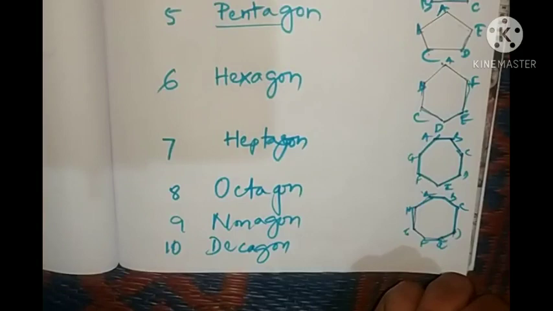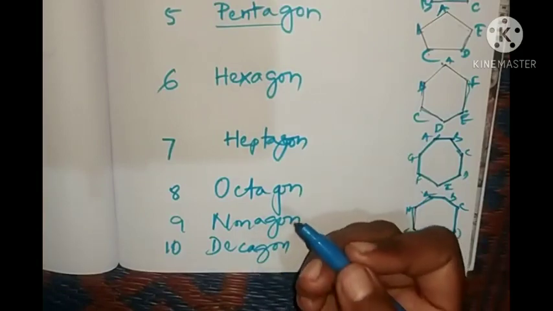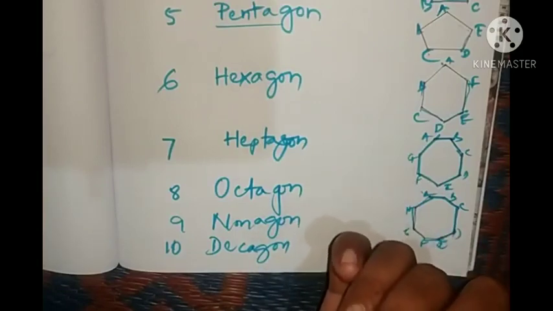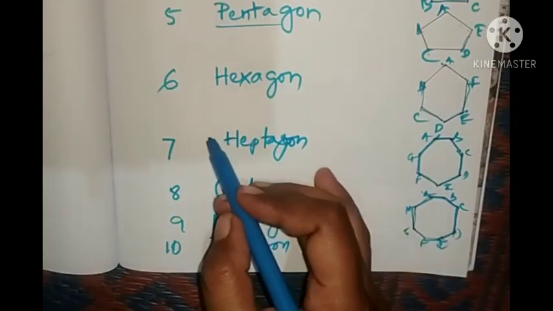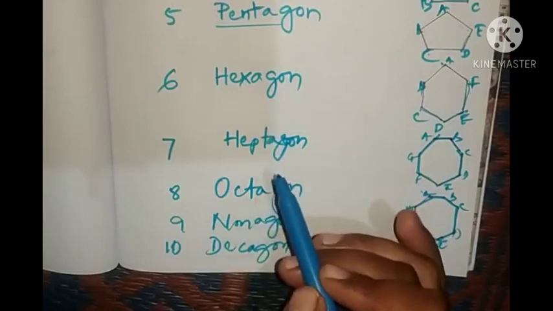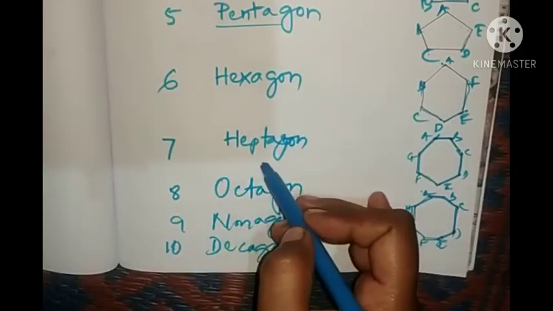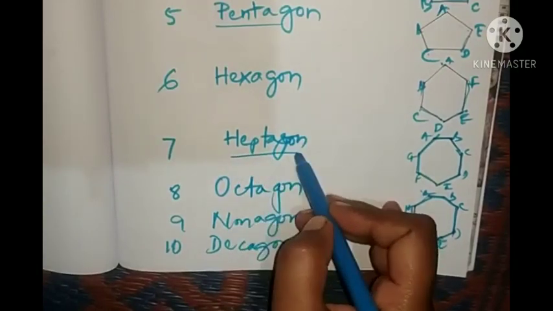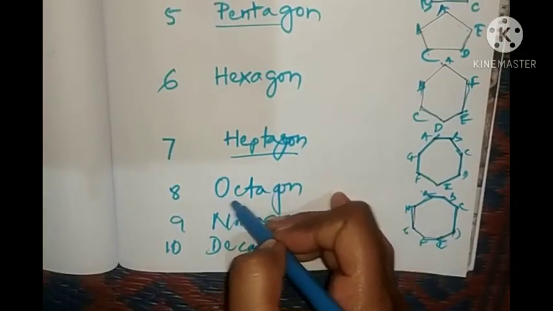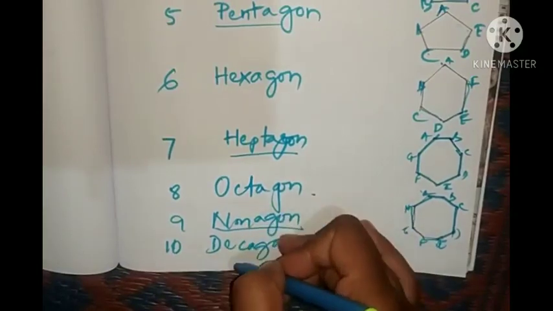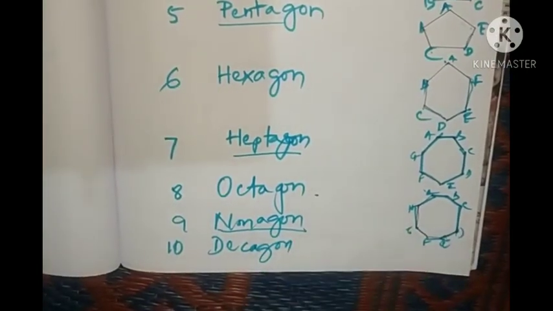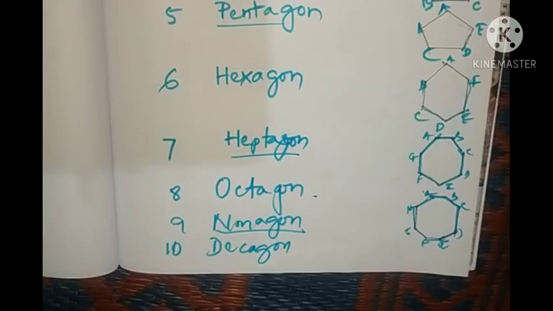Till that you will remember: if a polygon has 3 sides, it is a triangle. 4 sides, quadrilateral. 5 sides, pentagon. 6 sides, hexagon. 7 sides, heptagon. 8 sides, octagon. 9 sides, nonagon. 10 sides, decagon. So this is about polygons. We have classified them according to their sides.